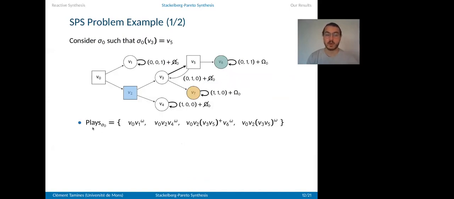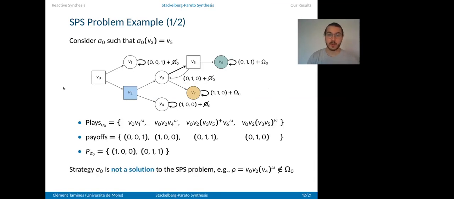We can consider the plays which are consistent with this strategy sigma 0, namely the play which loops in v1, the one which loops in v4, the one which loops several times between v3 and v5 and ends up in v6, and the one which loops infinitely between v3 and v5. We can consider the payoff of each of these plays. So this play has payoff 0, 0, 1, this play has payoff 1, 0, 0, this one has payoff 0, 1, 1, and this one has payoff 0, 1, 0.